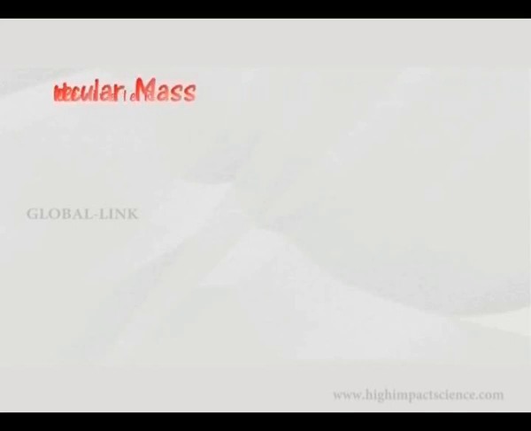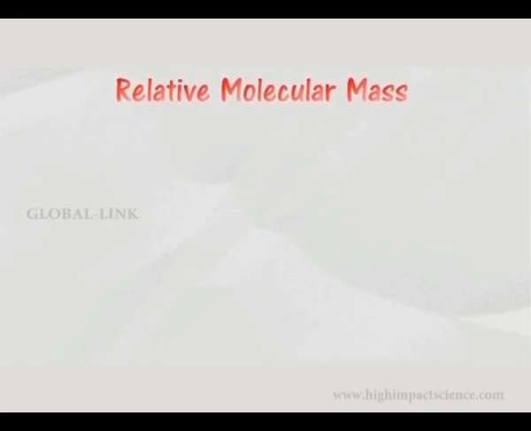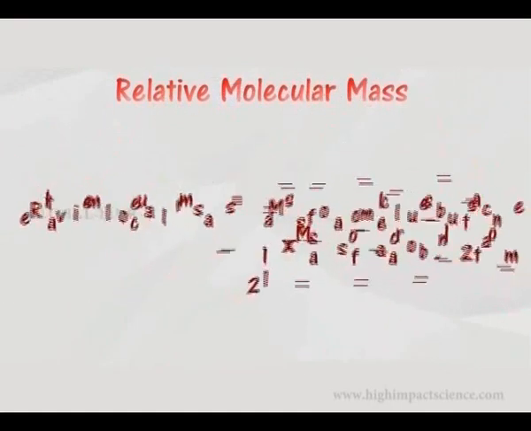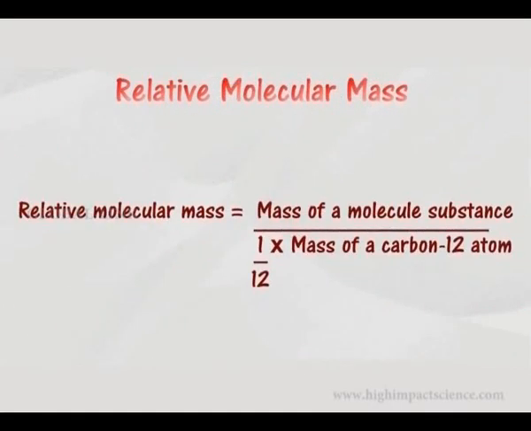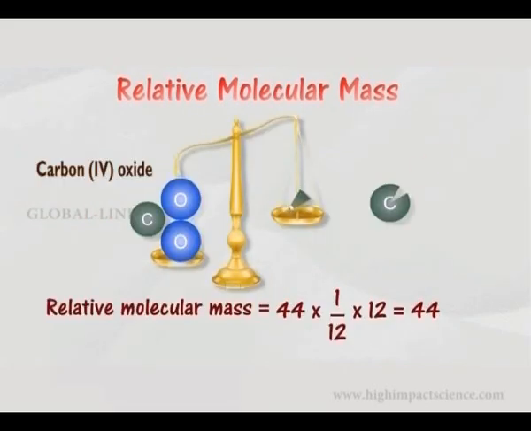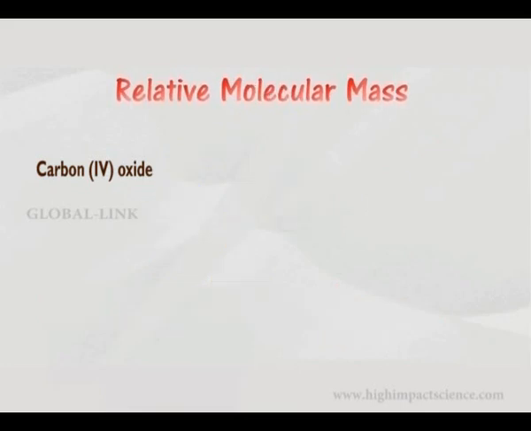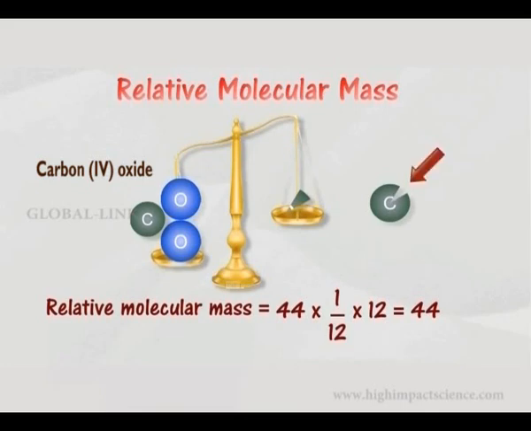Relative molecular mass can also be determined through comparison with the carbon-12 atom. Relative molecular mass of a substance is the number of times the molecule is greater than 1/12 the mass of a carbon-12 atom. For example, a carbon dioxide molecule is 44 times greater than 1/12 the mass of a carbon-12 atom. Then, the relative molecular mass of carbon dioxide is 44.